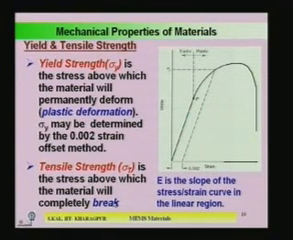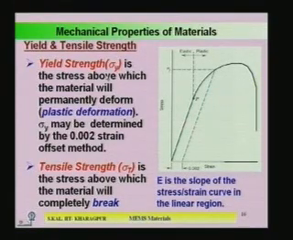On the other hand, the tensile strength sigma t is the stress above which the material will completely break, that is the tensile strength. So, that means in yield strength the material deforms and that deformation is permanent, but in tensile strength the material breaks. These are the differences between yield strength and tensile strength. Basically, strength means the stress you are applying.